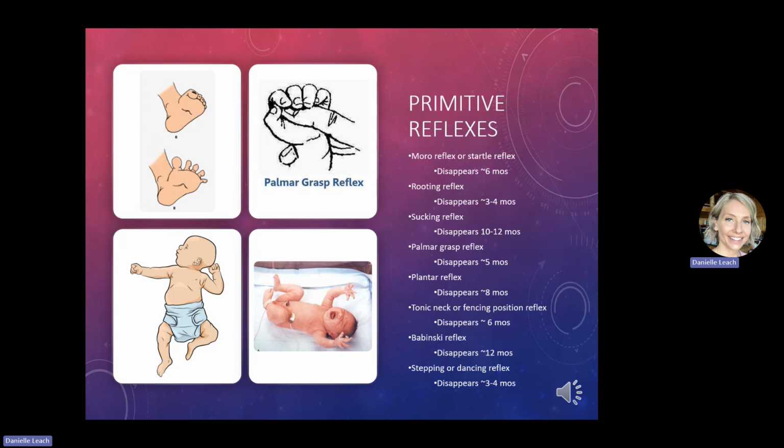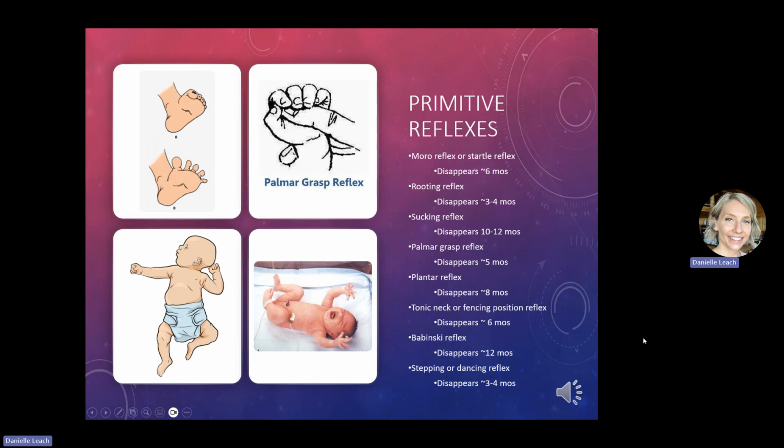The last one on here is the stepping or dancing reflex. It's not pictured, but when you are holding a baby, say underneath their armpits, they appear to start taking steps, either in midair or if you have them resting on a table. This disappears around 3 to 4 months of age.